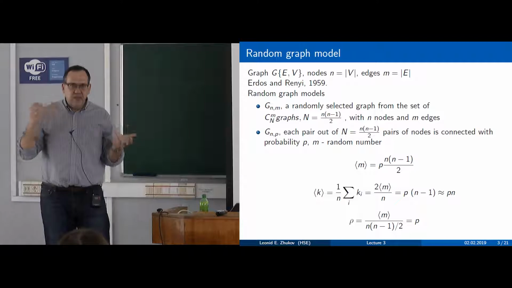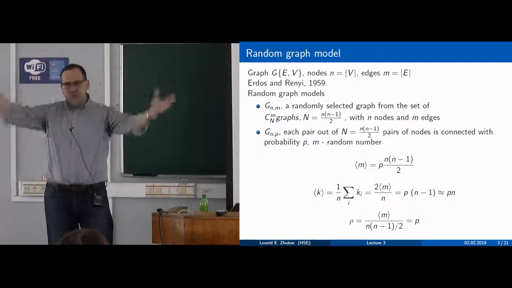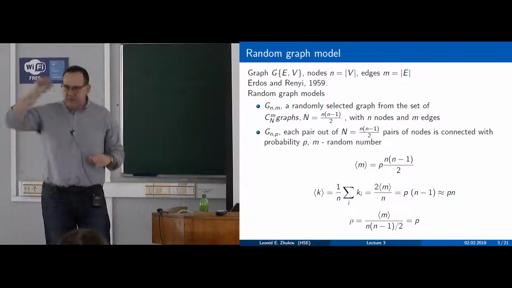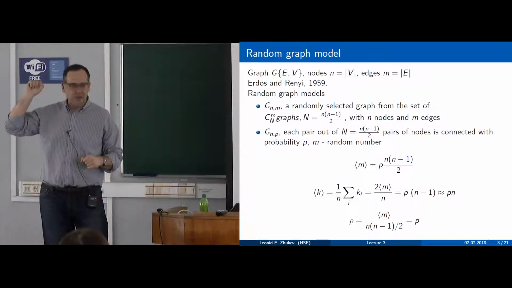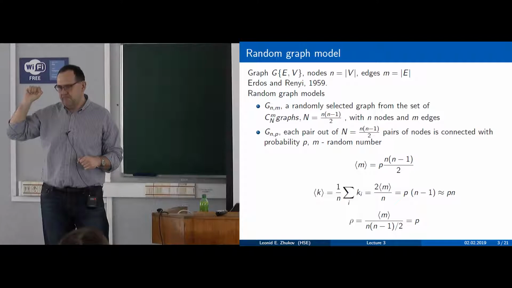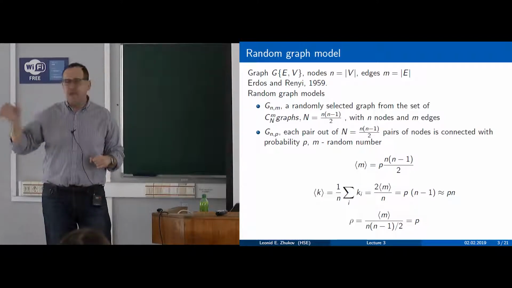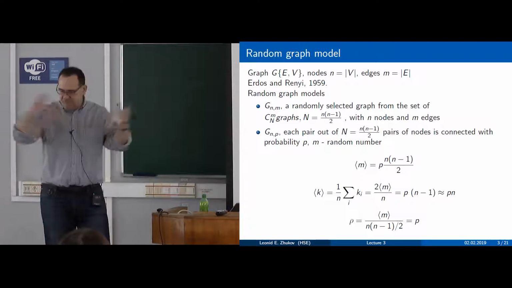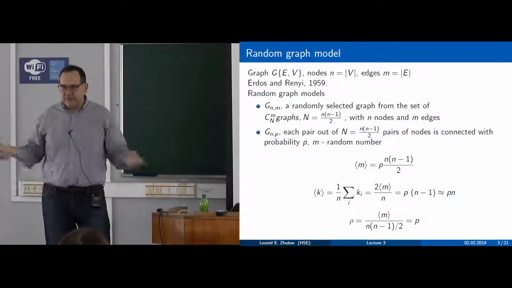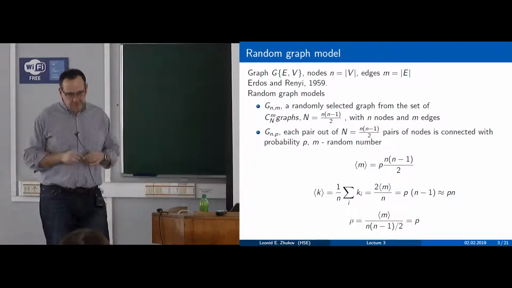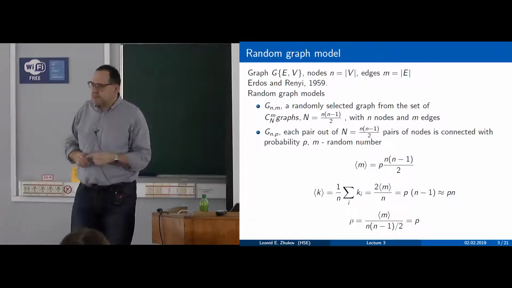And then you can think about a random graph as just saying, okay, you have this big bucket of graphs. You just go there and pick one randomly without looking. That's your random graph. Okay? So that graph will have exactly n nodes and m edges. And it's a random graph because you pick it randomly out of all the graphs that are possible with this number of nodes and edges. So that's one way to do it.